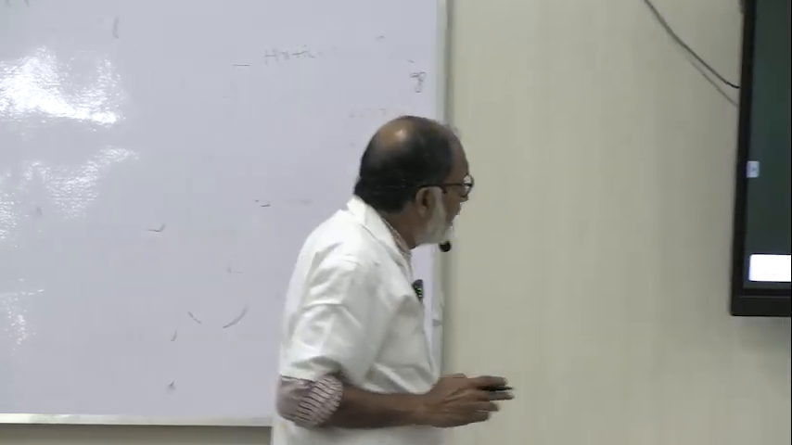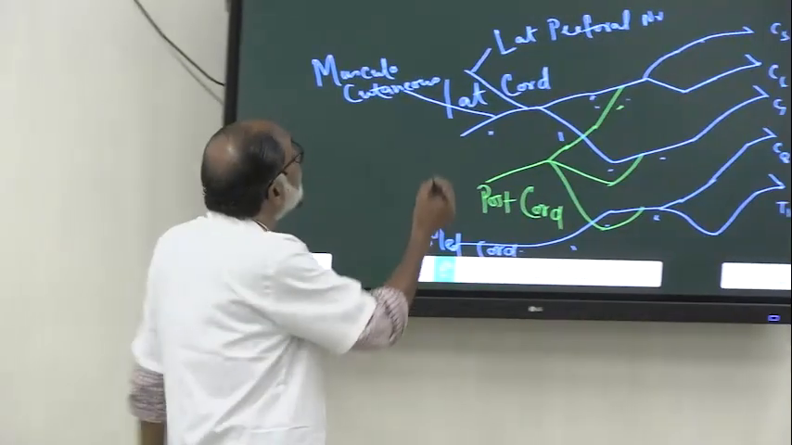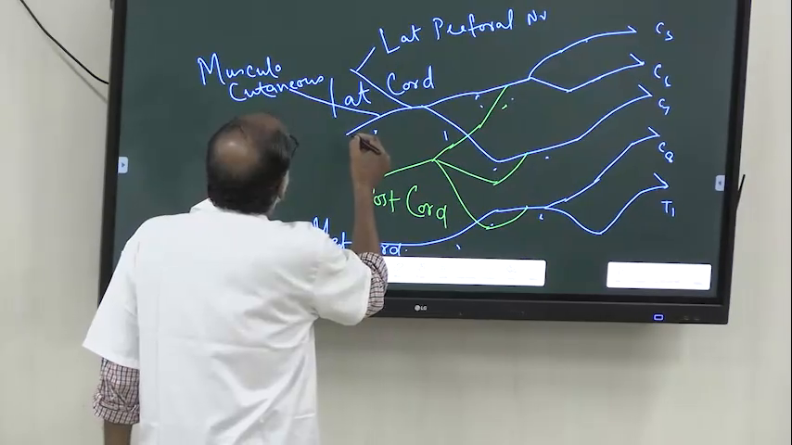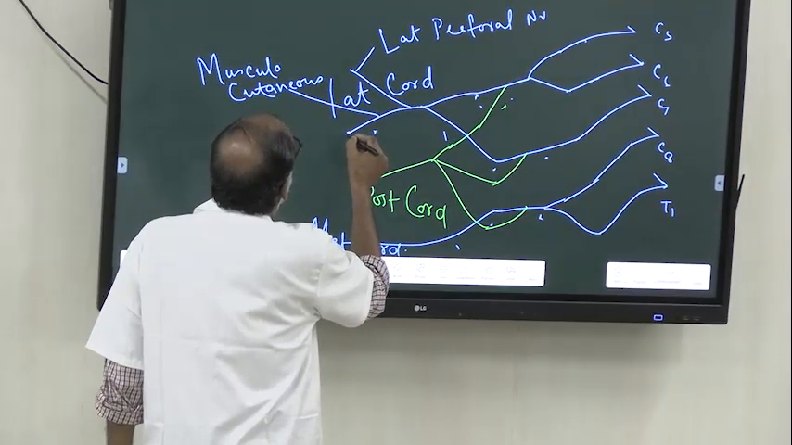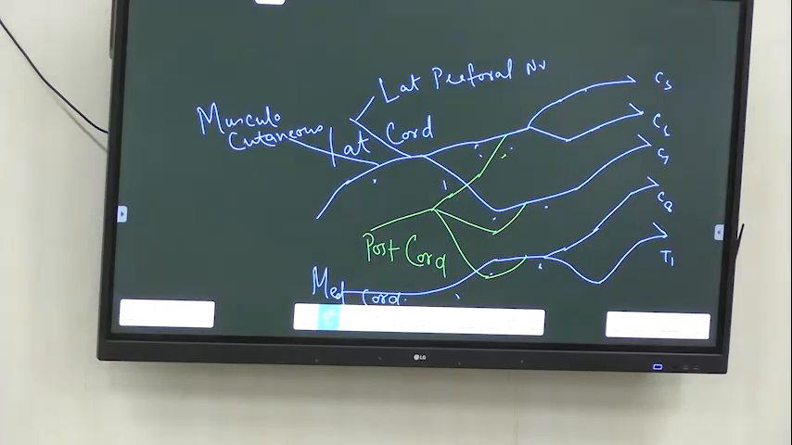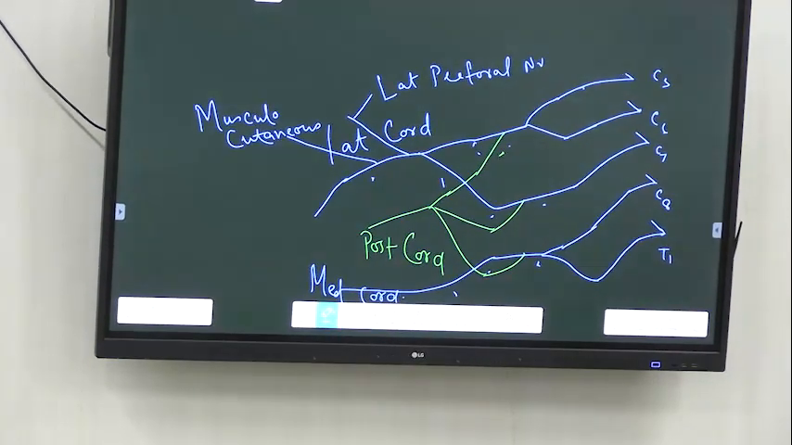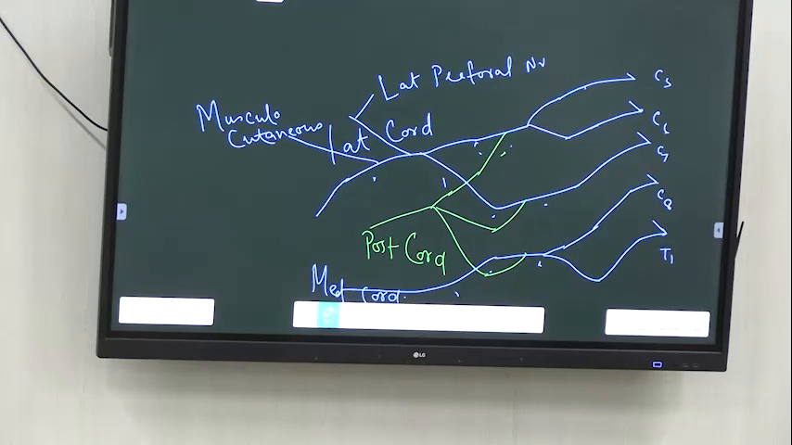Now, the third branch. Third branch means continuation of it. It is the lateral root of the median nerve. So the lateral cord gives up three branches. One is lateral pectoral, one is musculocutaneous, and a lateral root of the median nerve.